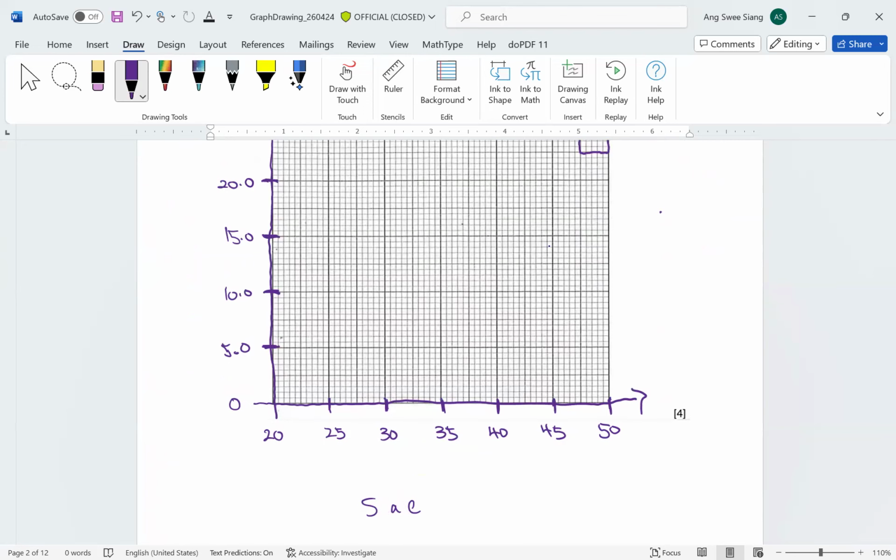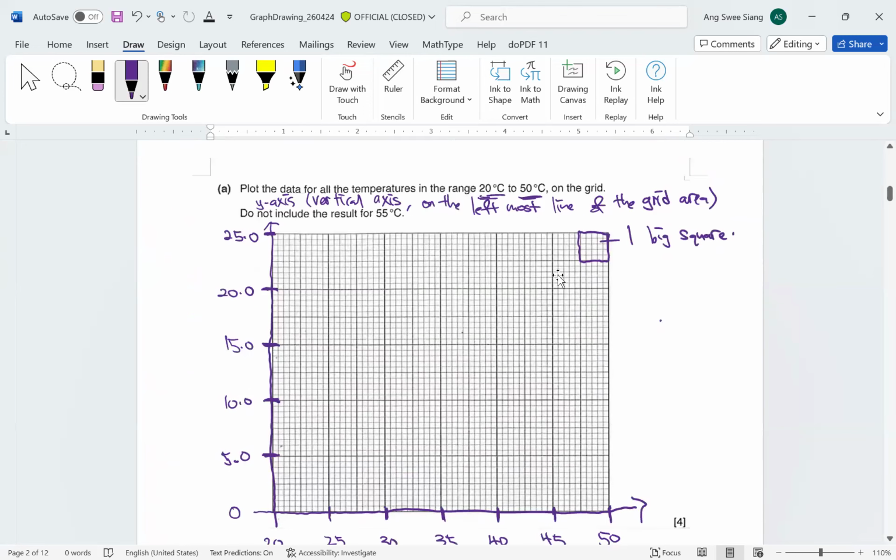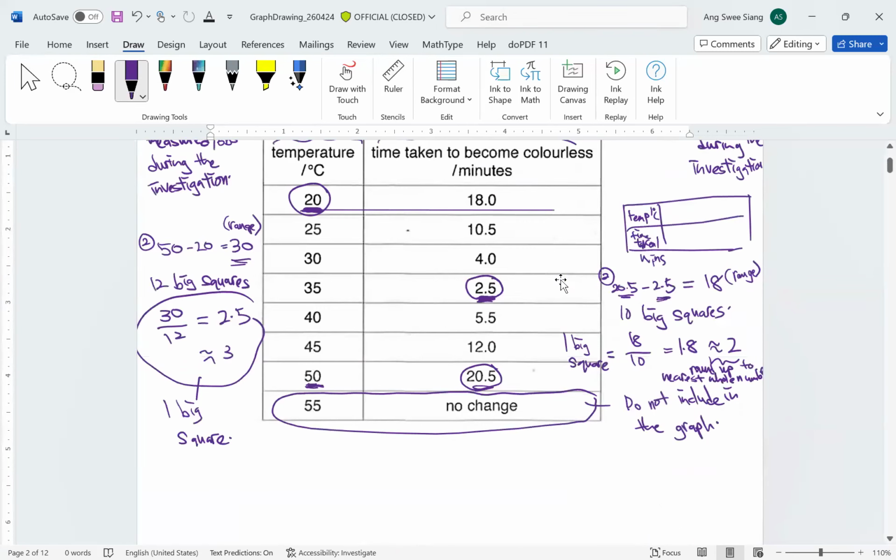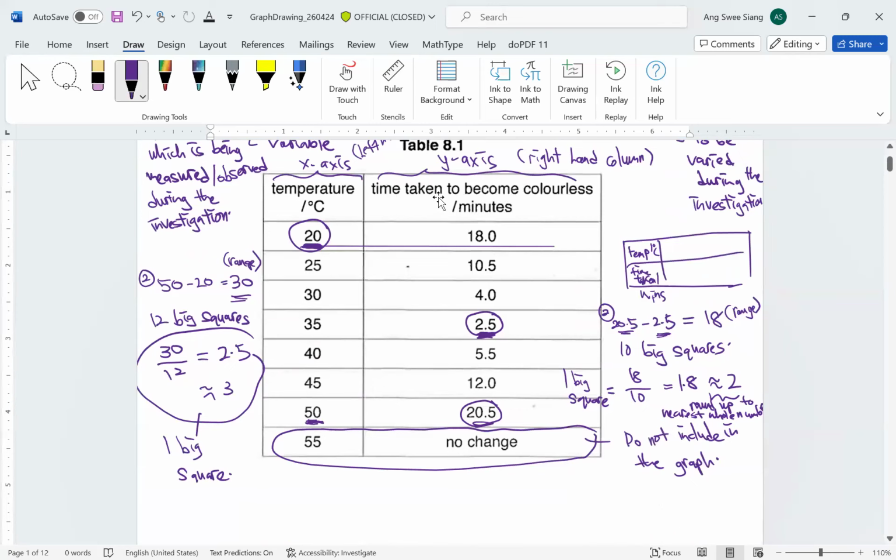So let's remove this. Now, before I continue, you need to label the x-axis and y-axis clearly. You need to include a clear label and the unit. I always tell my students, just copy the heading of the table. Do not change any word. So in this case, the y-axis is time taken to become colorless / minutes. This is the unit.